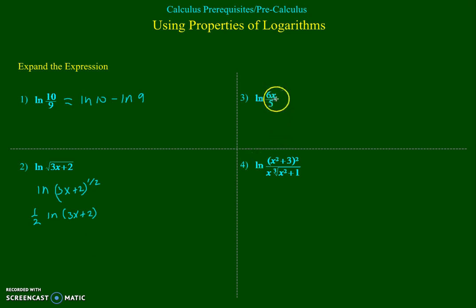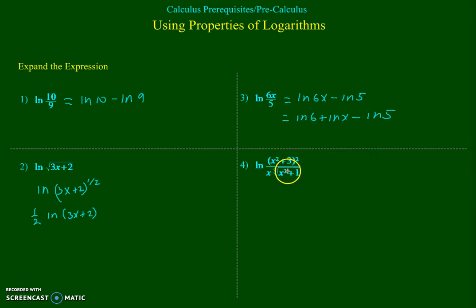And we'll move on to this one up here. And this is going to be a combination. So the first thing we're going to do is we're going to use the quotient rule. So this is ln of 6x minus ln of 5. And this is the product rule. So this becomes ln of 6 plus ln of x minus ln of 5.